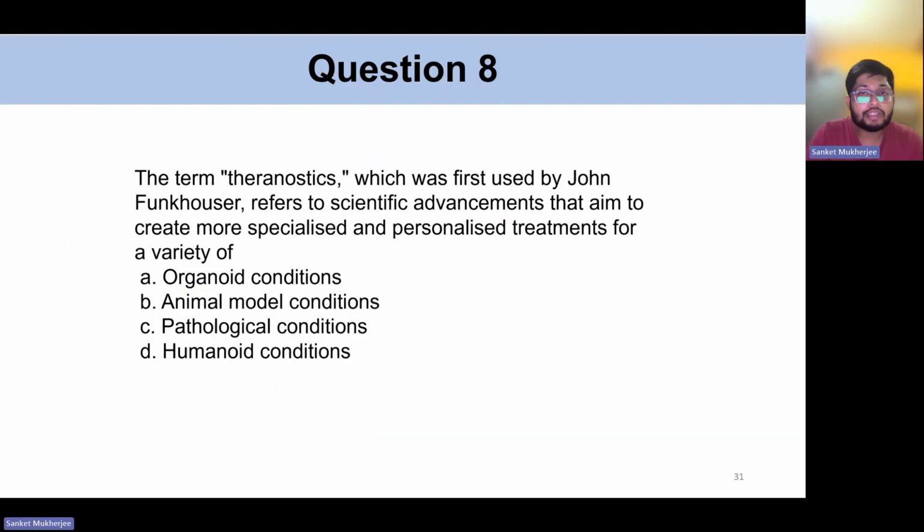The term theranostics, which was first used by Funkhouser, refers to scientific advancements that aim to create more specialized and personalized treatments for a variety of: A, organoid conditions; B, animal model conditions; C, pathological conditions; or D, humanoid conditions.